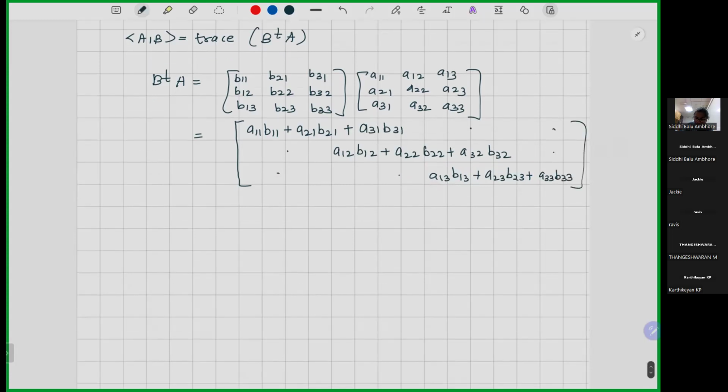Okay, and so A comma B is equal to trace of B transpose A, right? And we just calculate it. It will be A11, B11 plus A12, B12 plus A31, B31, and so on. I want this to be 0.